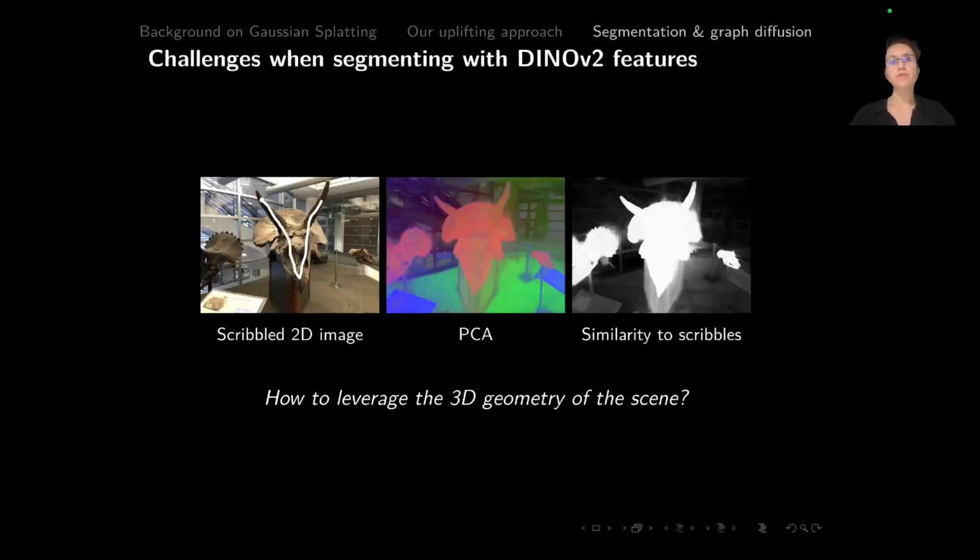We also evaluated the quality of our 3D DINOv2 features with the same task, but segmentation with DINOv2 is not straightforward. A naive approach is to compare features of each pixel to those in the scribbles. And on the right is the result. We isolate the central object, but also the two side objects that look similar in DINOv2's feature space. So to only isolate the central object, we need to leverage geometry.